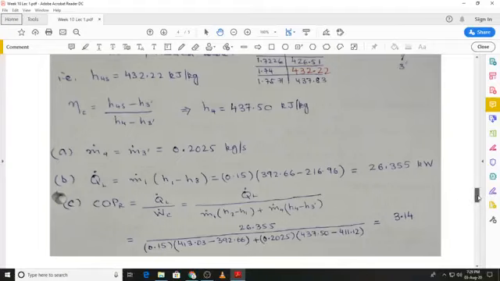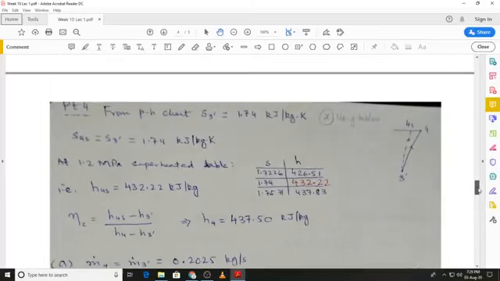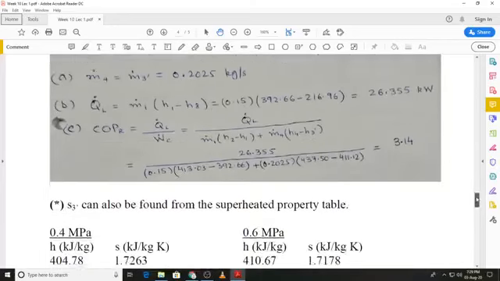Okay, now we can again go back to that point. That means how can we use the tables to find out the entropy at state 3 prime. Okay, and let's see how that can be done.